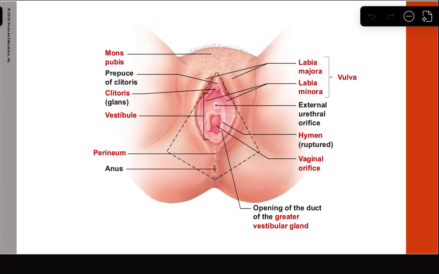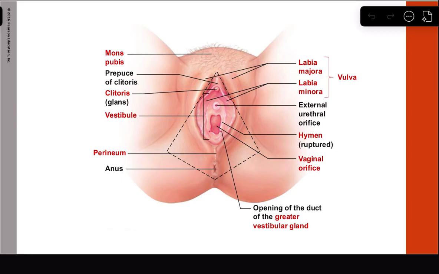The mons pubis is just the pubic mountain, mons, right? And that's going to be just a rounded, fatty eminence that cushions the pubic symphysis that we just talked about. So, of course, that's going to be on the anterior portion, right? And this is going to be covered with coarse pubic hair after puberty, right? Development of pubic hair is going to usually take place in the beginning and middle stages of puberty. And we're going to see that covering the mons pubis, which can be seen right at the superior portion of the image. Next, we have what's called the labia majora.